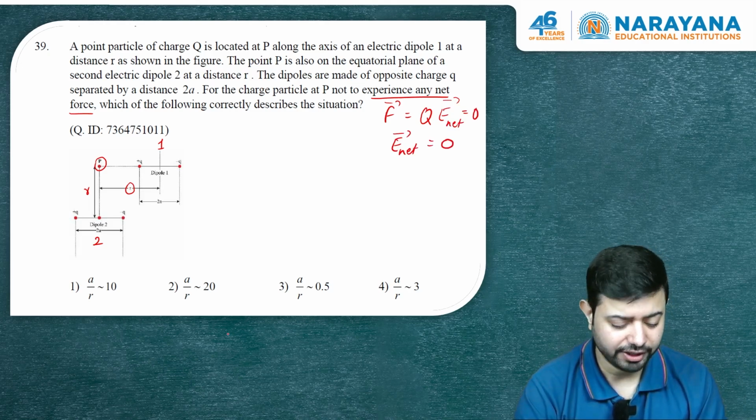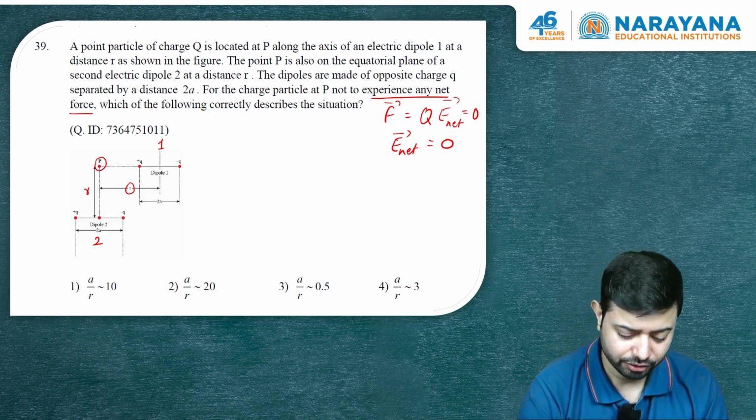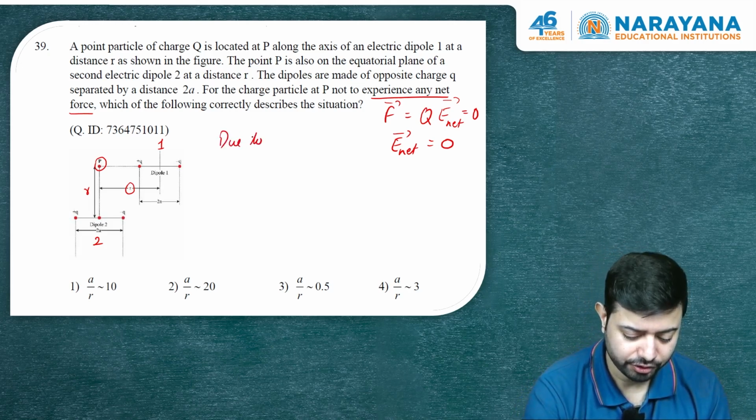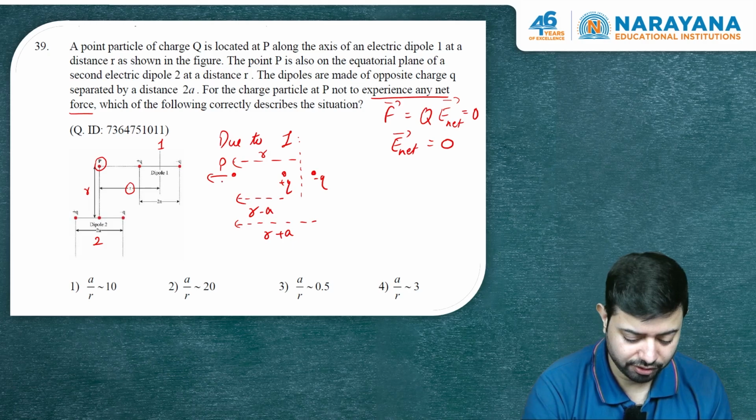Okay. Let us find out the electric field due to all the charges kept over there. Okay. Due to dipole 1, due to the first dipole. This is the plus q and this is the minus q and this is the point P. So, due to plus q, it will be in this direction. How much? Well, I know from the center of this dipole the distance is r. So, from plus q this will be r minus a, and from the minus q it will be r plus a. Okay. So, now what is the field at P?